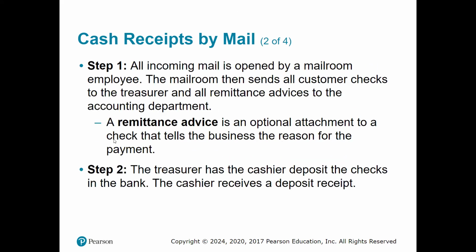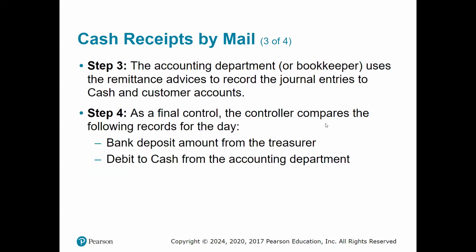Now, once they have opened the mail, a mailroom employee whose job is specifically to open the mail collects all the checks together and fills out a remittance slip to track it. The treasurer is given the cash to deposit at the bank. The cashier receives a deposit receipt, and then the accounting department uses the remittance advices to record the journal entries for the cash receipts. And then a separate employee compares the accounting records to the bank records to make sure that they match up. Okay.